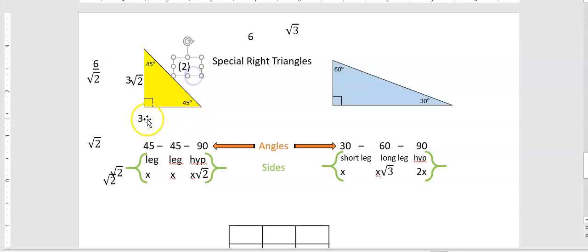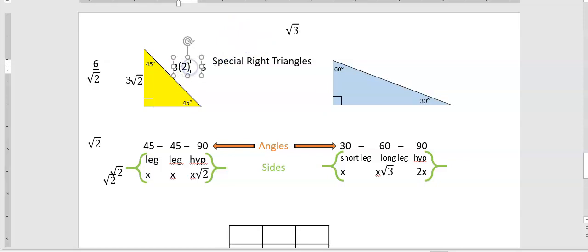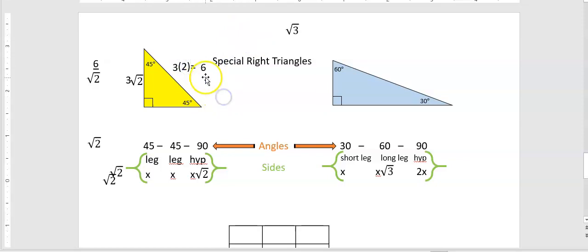And so I'm referring to this answer up here, and that would give me that 6. So that equals 6. So see, I get 6 no matter what, working forwards or backwards. All right, let's talk about a 30, 60, 90 now.